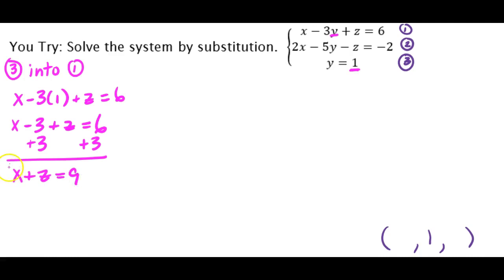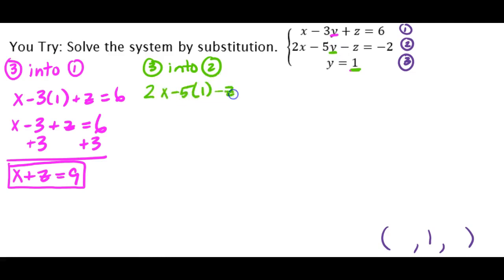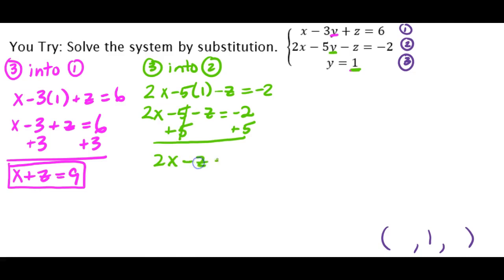Okay, so now I'm going to take equation 3 and plug it into equation 2. So I'm going to take the same y and plug it in for the y in equation 2. So I'm going to have 2x minus 5 times y, which is 1, minus z equals negative 2. So 2x minus 5 minus z equals negative 2. And then again, I want x and z alone on the left side, so I'm adding 5 to both sides. And I get 2x minus z equals 3.